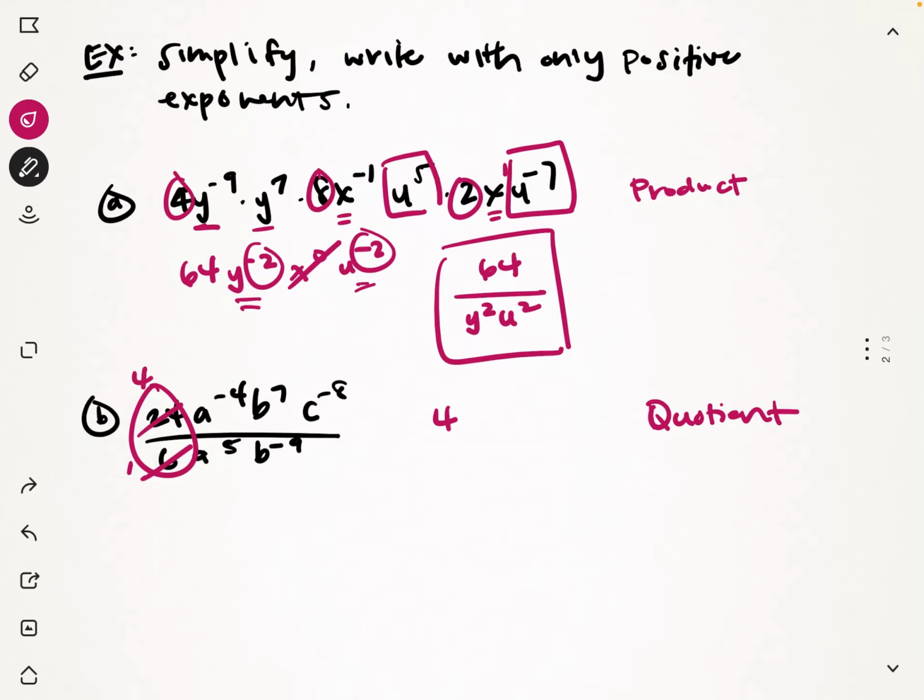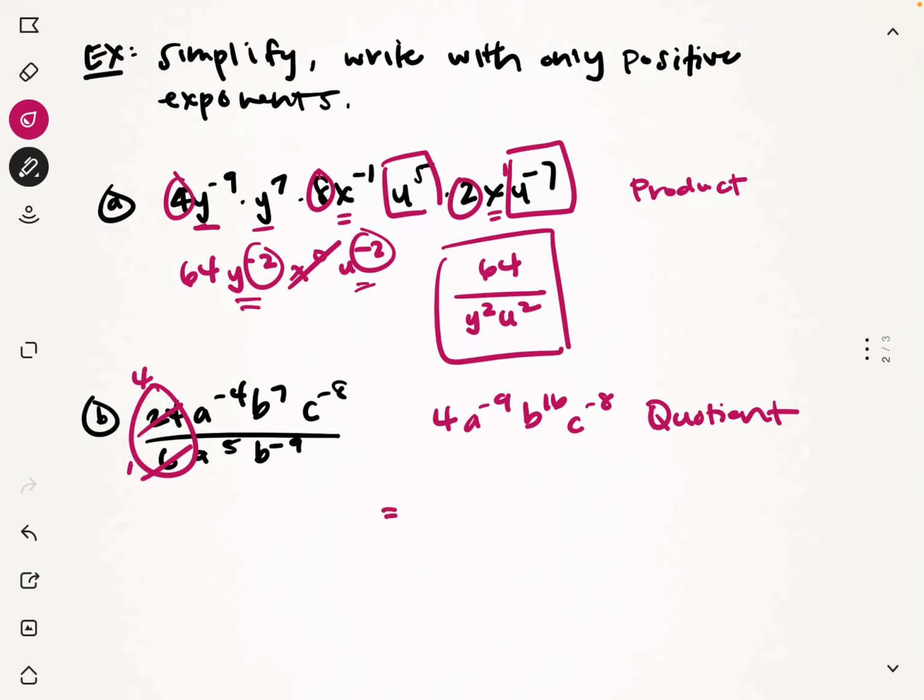Actually, let's just rewrite this. We don't have a fraction yet. A to the negative 4 minus 5 is going to be a to the negative 9. B to the 7th minus negative 9. Be careful there. That's going to be b to the positive 16th. And then we have c to the negative 8, which doesn't have anything to pair with.